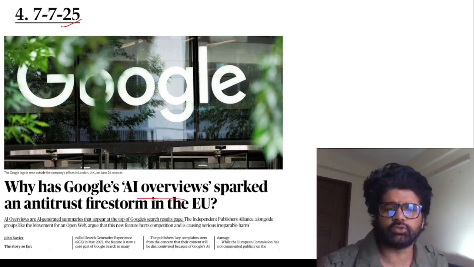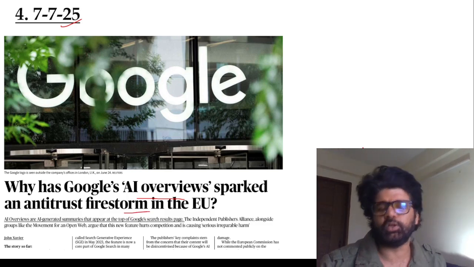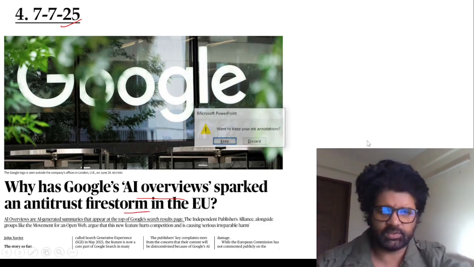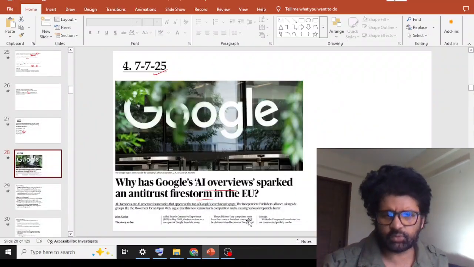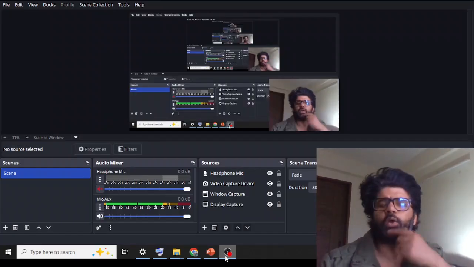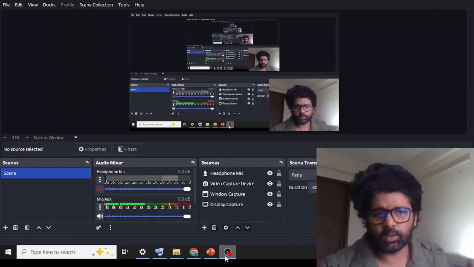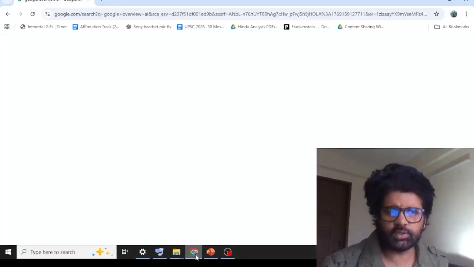Google AI overview sparked antitrust firestorm in the EU. These kinds of questions have been asked by UPSC earlier. They can ask you in different ways. We'll see how they can ask you. First of all, we have to understand what AI overviews are, what this article is actually talking about, and what they're doing here.